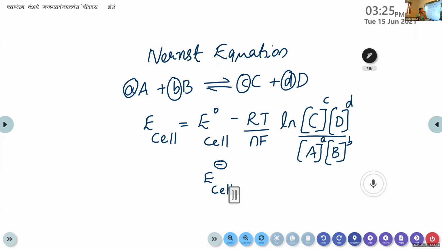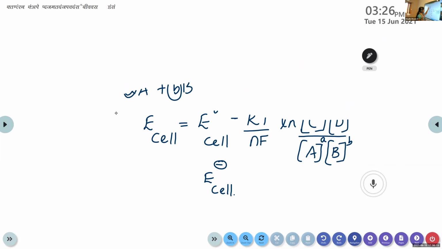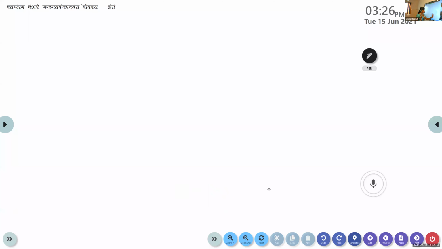Okay, now I will write one representation of a cell. Then you should find the Nernst equation for that. Just substitute, that's enough. Okay, not to find the values, just to substitute. Have you completed this one? All of you? Yes, ma'am. Okay, then I will write the representation of a cell. Then you have to write the Nernst equation for that.